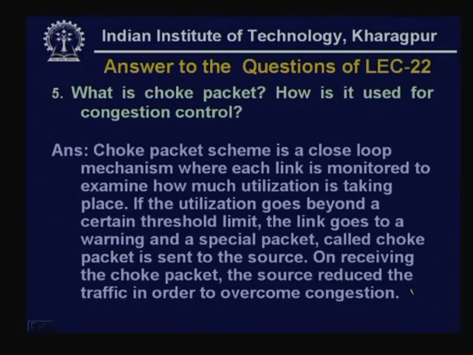Last question is, what is a choke packet? How is it used for congestion control? As we know, the choke packet scheme is a closed loop mechanism where each link is monitored to examine how much utilization is taking place. If the utilization goes beyond a certain threshold limit, the link goes to a warning state, and a special packet called a choke packet is sent to the source. On receiving the choke packet, the source reduces the traffic in order to overcome congestion.